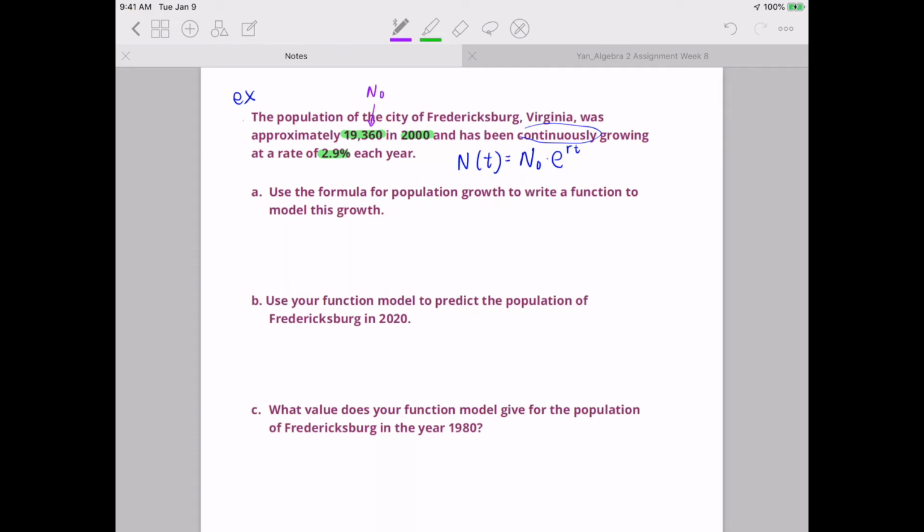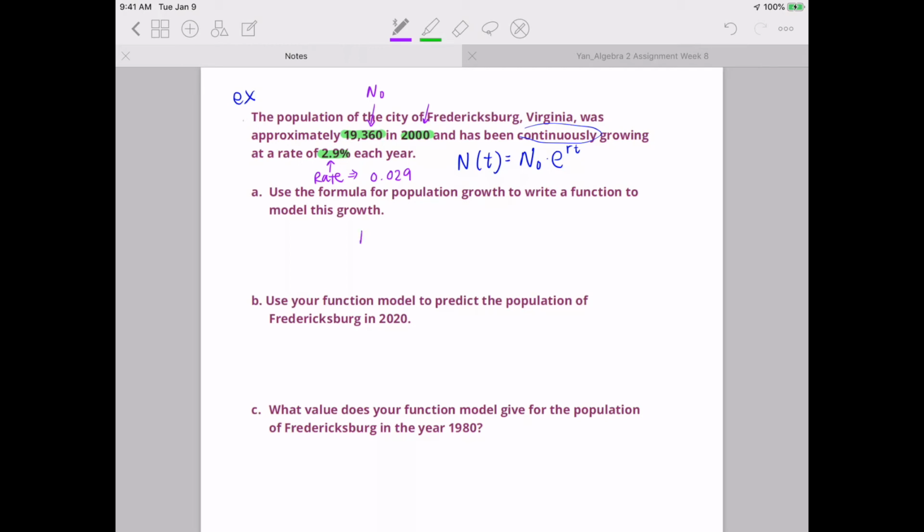And then this one right here, we're going to be using that in a little bit. And this one right here, it's our rate. And when we write it, we have to change it to 0.029. Okay, so let's write the formula.